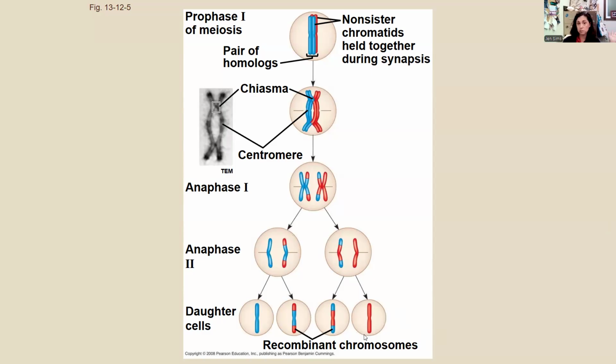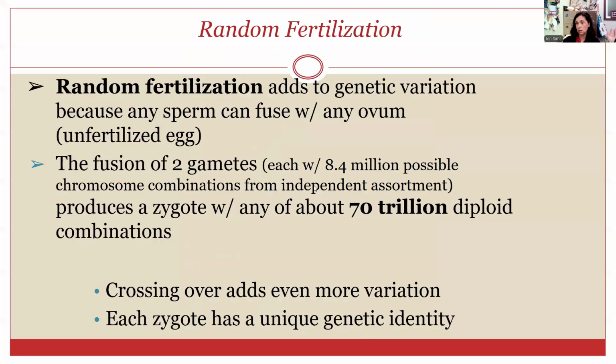So there are possibilities here. Now, random fertilization is the last mechanism for genetic variation. Random fertilization just means you've got an egg and it has all those possibilities, right?